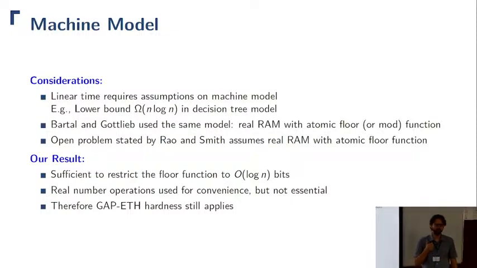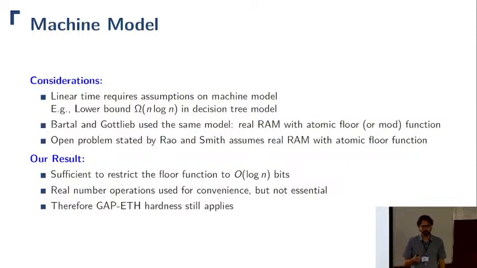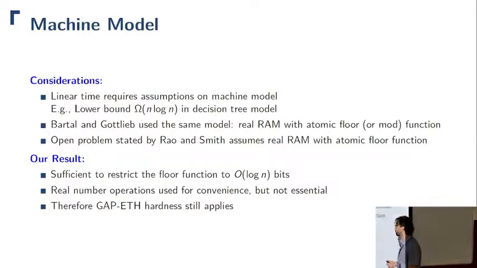We need the square root function. So the real RAM has a square root function as a constant time operation. And in the Euclidean plane, we cannot even efficiently get the distance between 2 points without the square root.